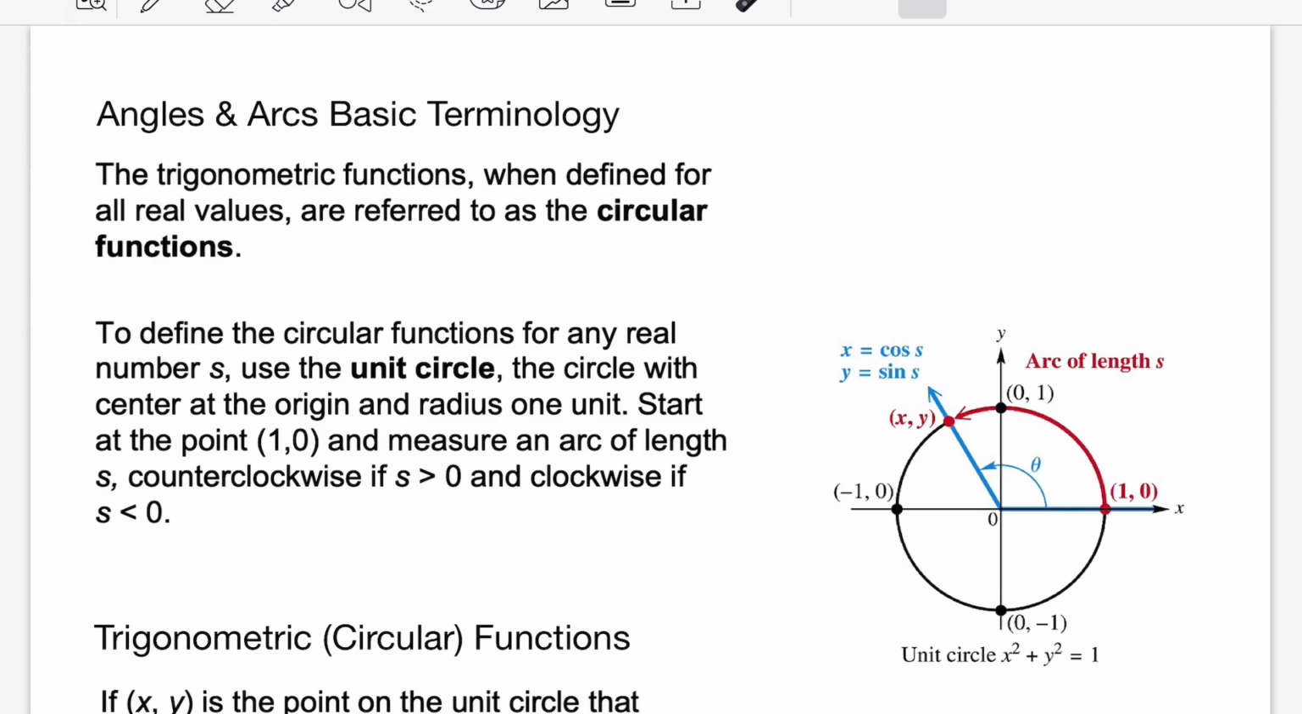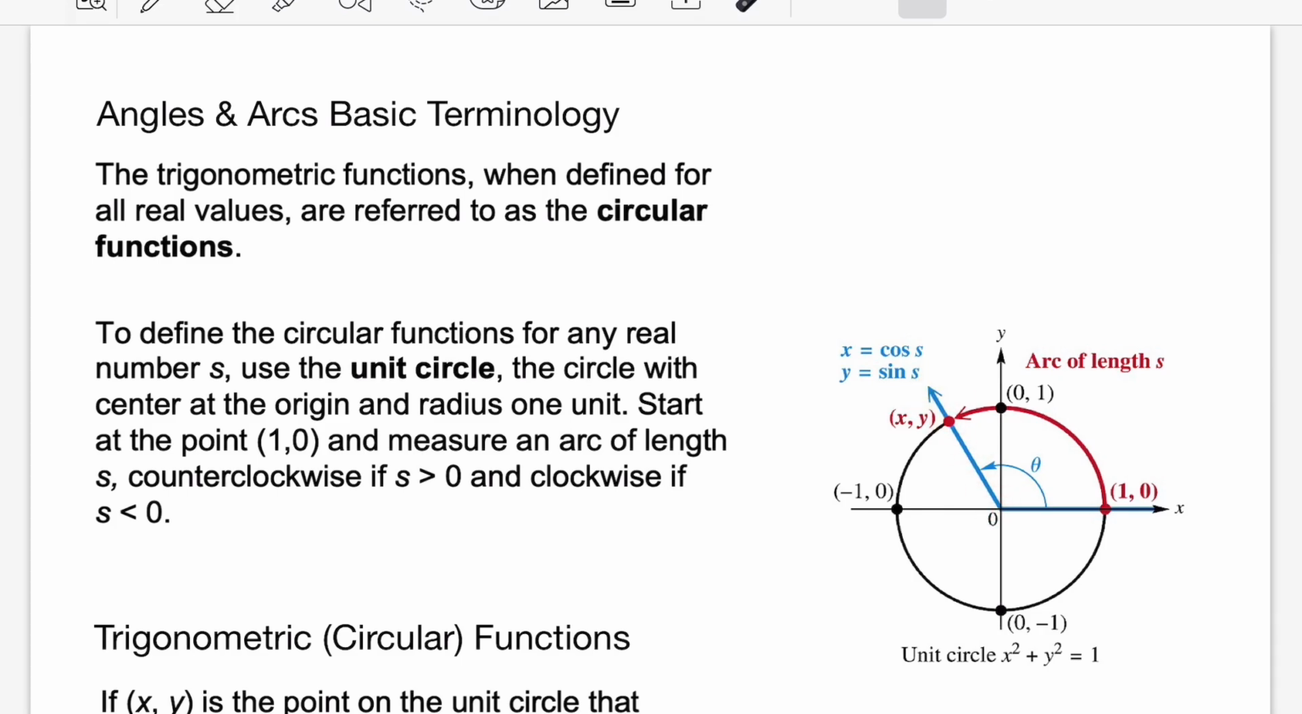And so to define the circular functions for any real number s, we're going to use the unit circle. The unit circle is the circle with center at the origin here, so (0, 0), and radius 1 unit. So the line segment from the origin to the edge of the circle is going to be equal to 1. We'll start at the point (1, 0) here and measure an arc of length s, counterclockwise if s is greater than 0, and clockwise if s is less than 0.